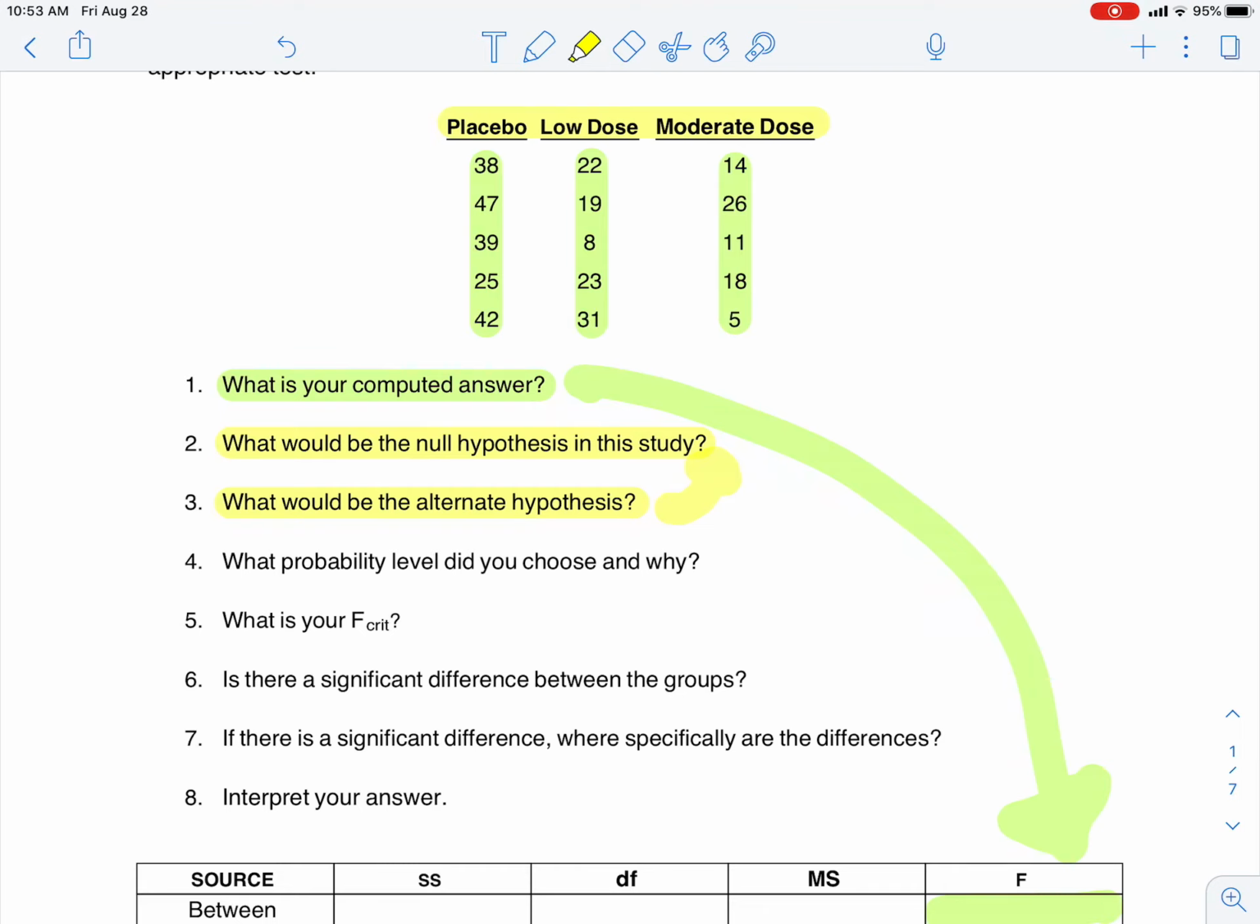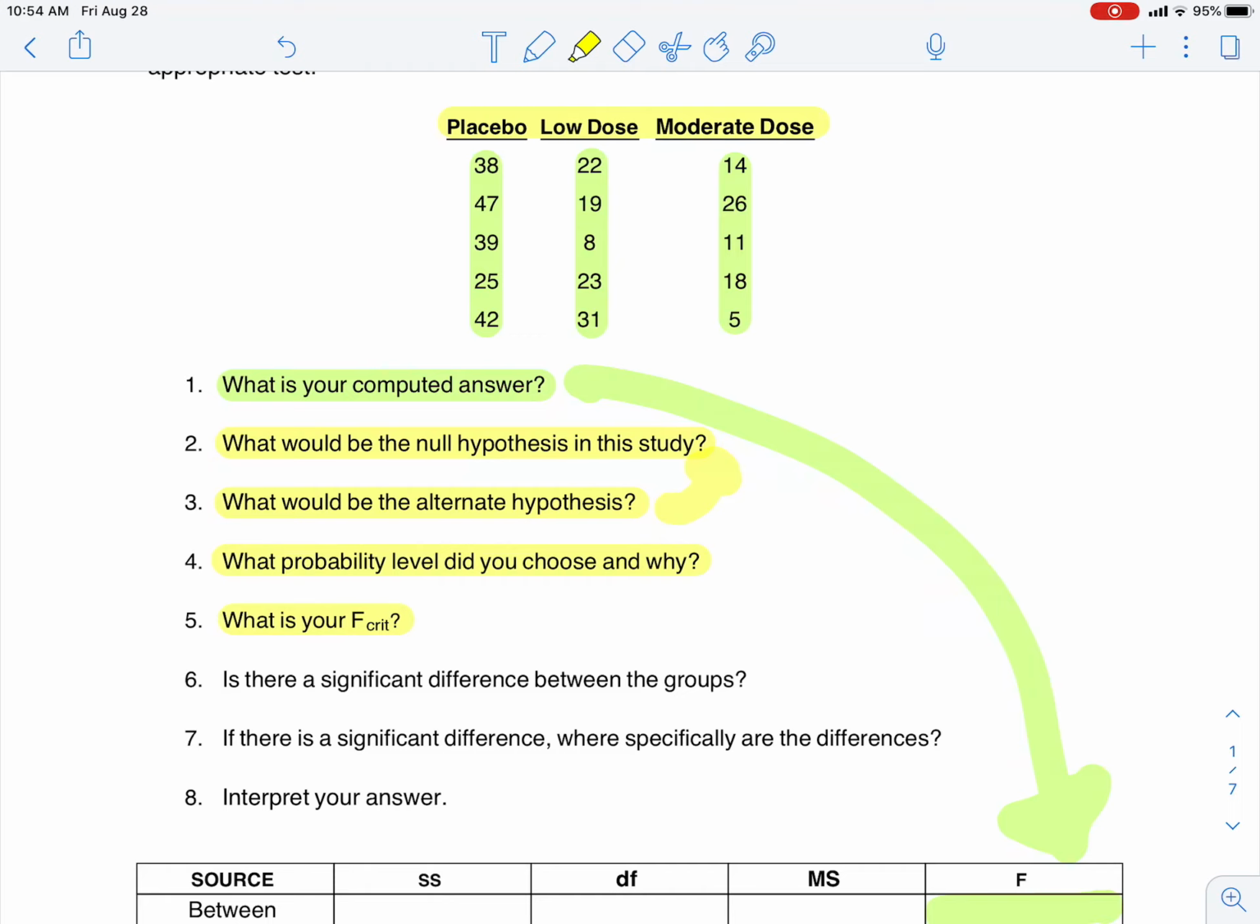Next, you're going to think about what probability level you chose. By probability level, we mean p-value. And why? What is your F critical value? You're going to need to use one of the tables of critical values for the statistic F. You can find this simply by Googling it, or there's also one in your book.